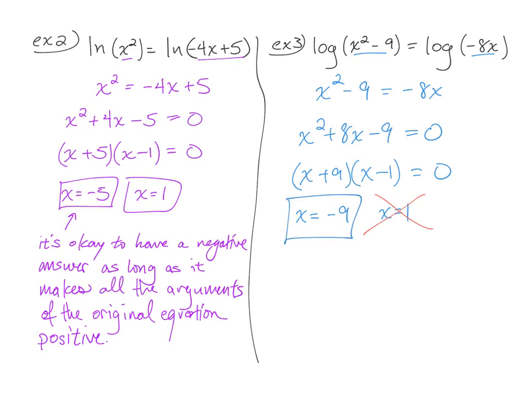So in this weird twist of events, we have a negative answer that's good and a positive answer that isn't. So it's not about the sign of the answer you get. It's all about the sign of the argument.